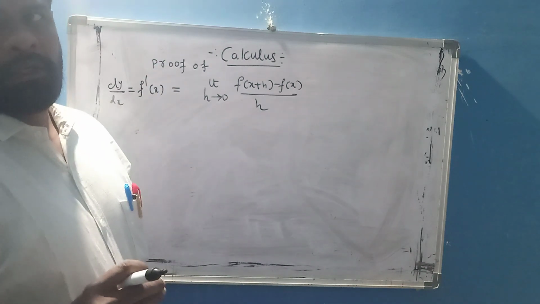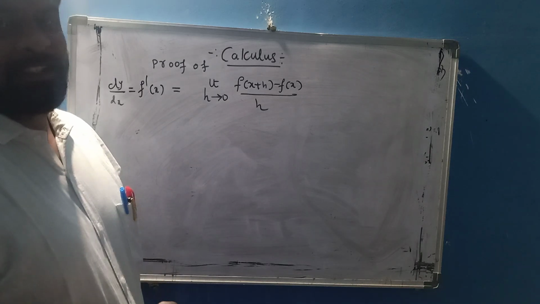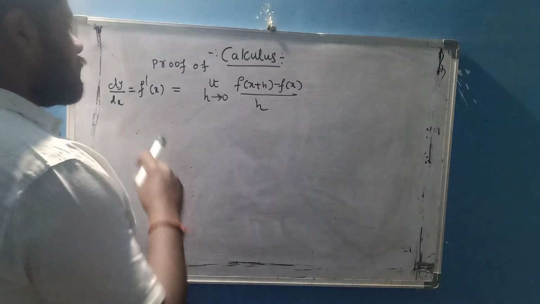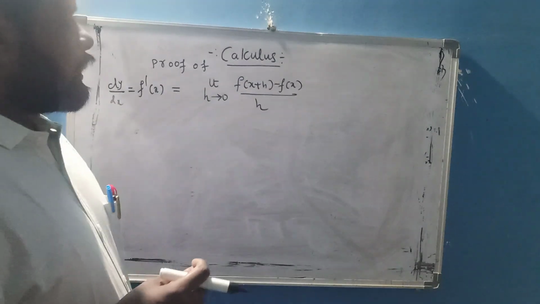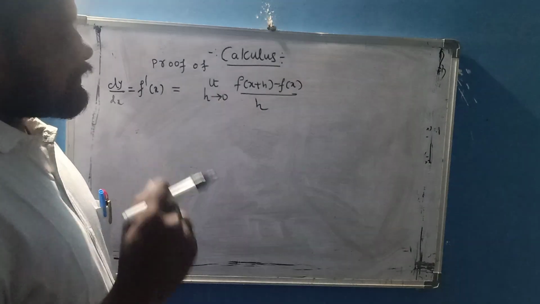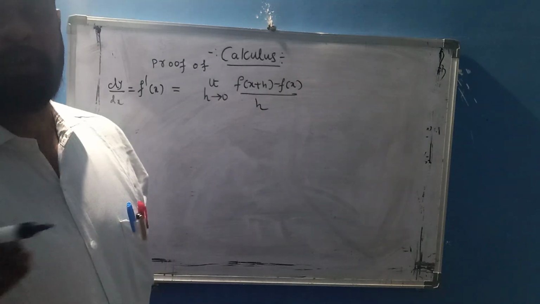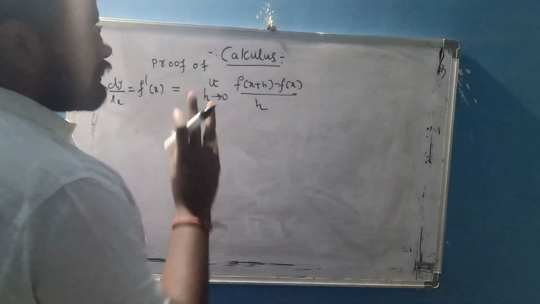Very important. d by dx. What is the change of function with respect to x? That is dy by dx, that is f dash of x. That equals the formula limit h tends to 0 of f of x plus h minus f of x by h. By using this concept, so many differentiation formulas are obtained. All the formulas come from this concept only.